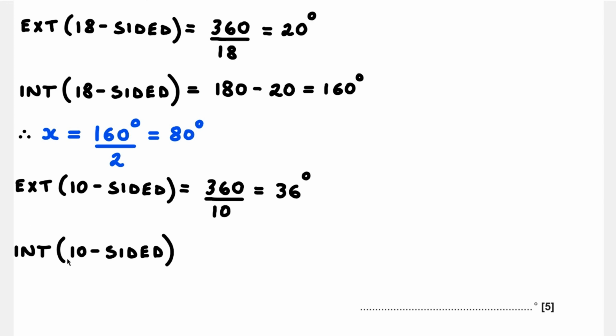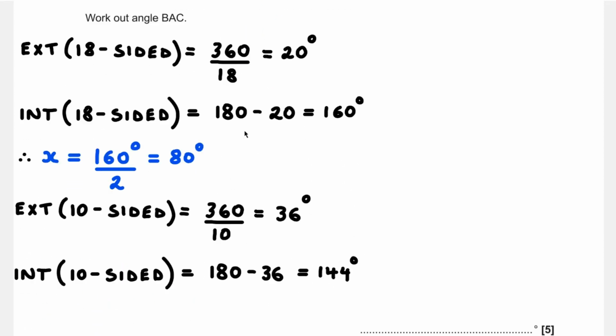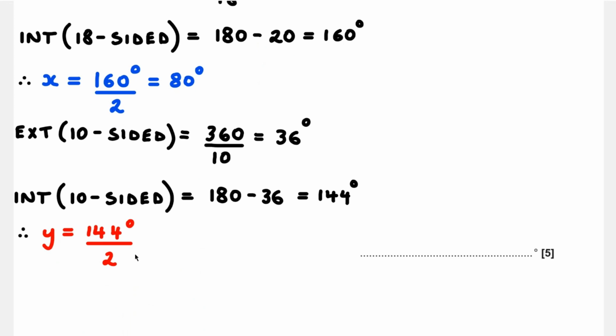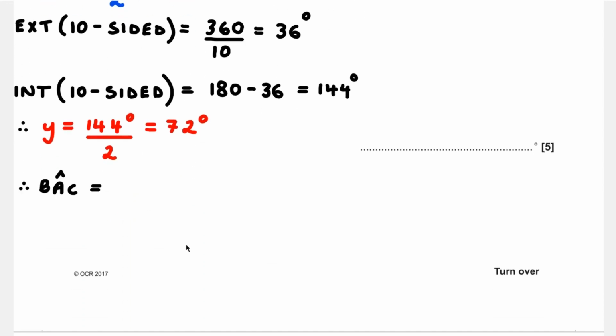Similarly, the exterior angle of the 10-sided shape is 360 over 10, which is 36 degrees. The interior angle of the 10-sided shape is 180 subtract 36, which is 144 degrees. So to find out the angle Y, that's 144 over 2, which is 72 degrees. So the difference between these is the angle BAC. 80 subtract 72 is 8 degrees.